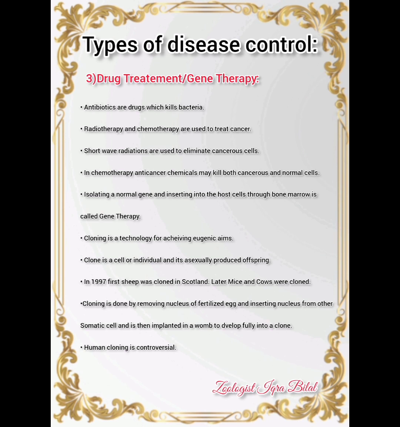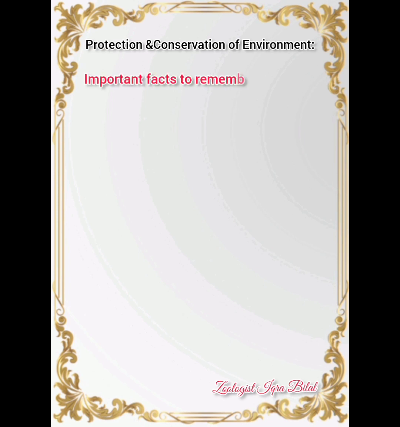In 1997, first sheep was cloned in Scotland named Dolly. Later, mice and cows were cloned. It is very important to remember that 3 animals which were cloned: mice, cows and sheep. Cloning is done by removing nucleus of fertilized egg, inserting nucleus from other somatic cell, and is then implanted into a womb. Protection and conservation of environment.